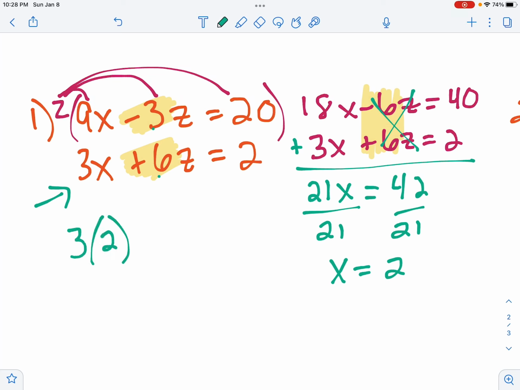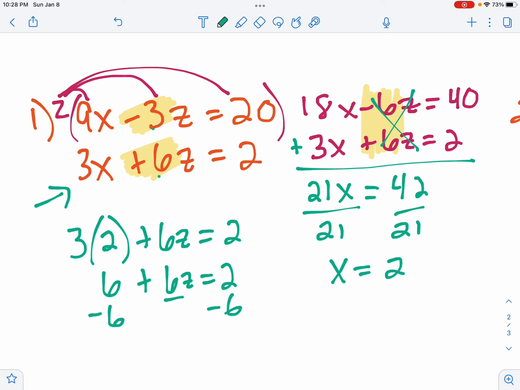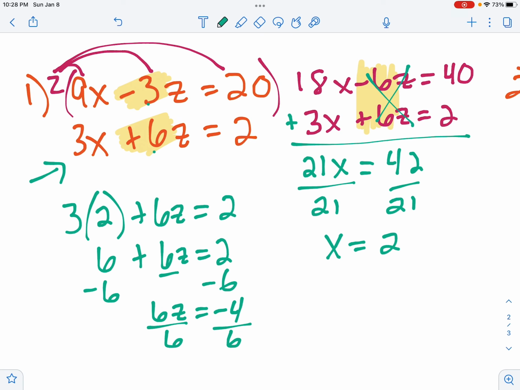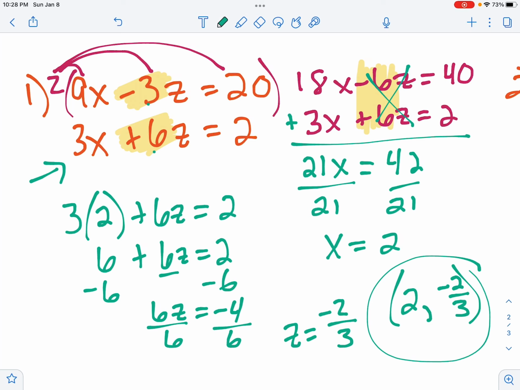So I have 3 times 2, because that's my x, plus 6z equals 2. I'm going to solve down for z since I'm down to one equation. So 3 times 2 is 6. Now I need to get the z alone, so I'm going to subtract 6 from each side to get 6z equals -4. I divide by 6 just like normal. And no, that's not a whole number, but that's okay. So z comes out to be, if I divide top and bottom by 2, -2/3. So where these two intersect is at 2, -2/3. If it's not x and y, just go alphabetical.